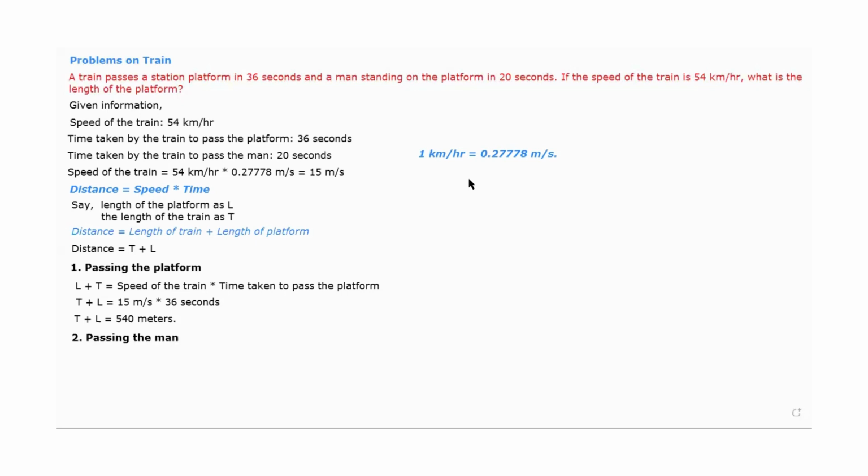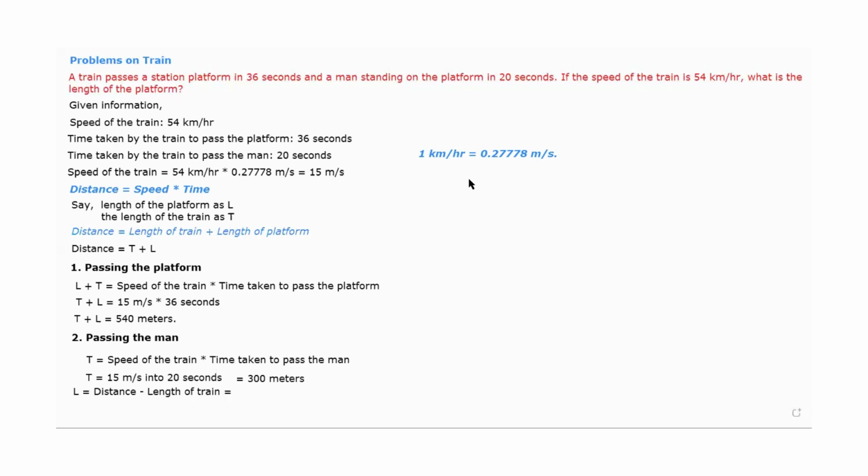Passing the man, the distance covered is equal to only the length of the train. T equals speed of the train times time taken to pass the man. T equals 15 meters per second times 20 seconds. T equals 300 meters.